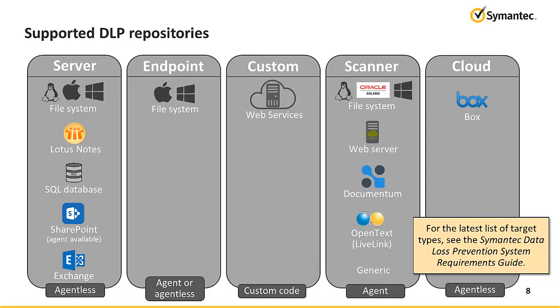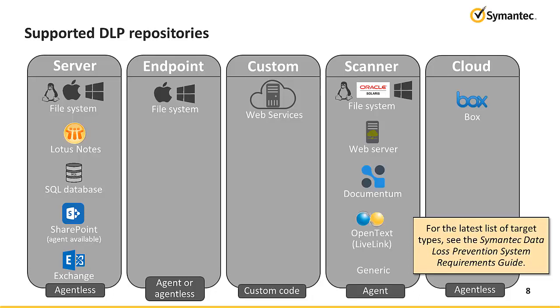You can scan on-premise repositories such as file servers, SharePoint, SQL databases, and web servers. Note that in addition to all repositories Symantec DLP supports out of the box, you can also scan nearly any other repository type through the use of a web services custom scan offering. You can also scan cloud storage repositories such as Box. Finally, you can scan for confidential data on hundreds of thousands of endpoint computers in your organization.